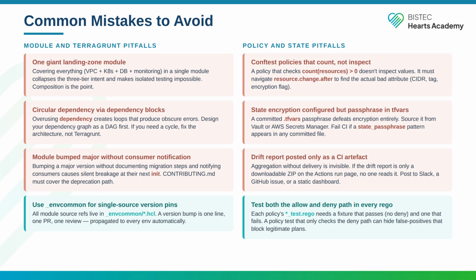State encryption configured, but the passphrase stored in a tfvars file in the repository. If the passphrase is in Git, the encryption protects nothing against anyone with repository access. The passphrase must come from a secret manager or CI secrets. Drift report posted only as a CI artifact. If accessing the report requires navigating to a workflow run and downloading a zip file, engineers will not read it. Drift detection without delivery is invisible.